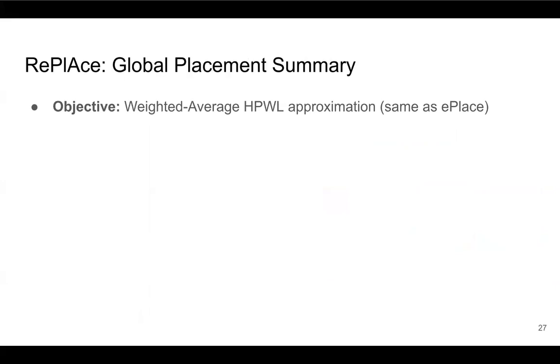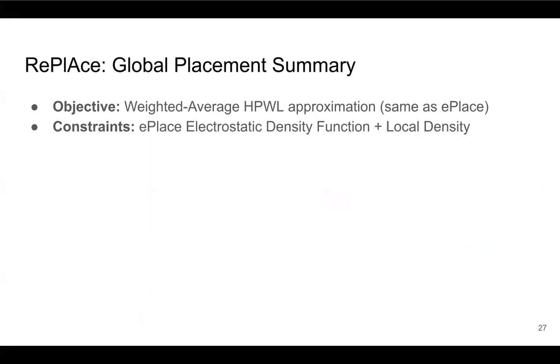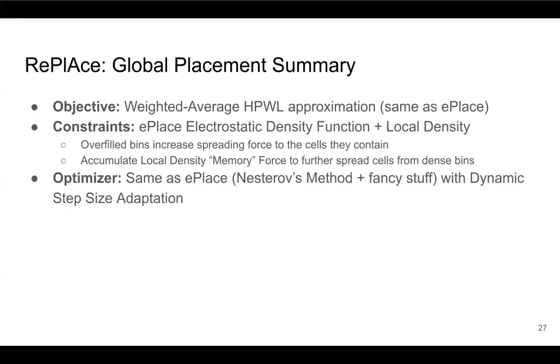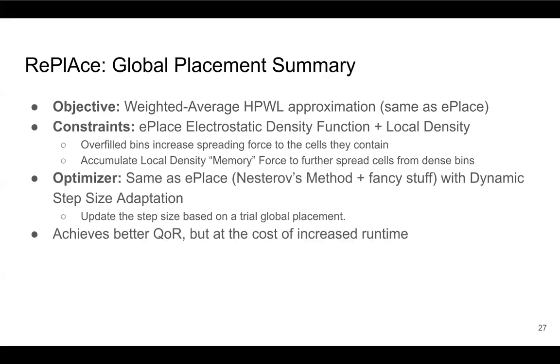So the objective is a weighted average HPWL approximation. Their constraints are ePlace electrostatic density function with local density. Overfill bins increase the spreading force of cells they contain and accumulate local density memory force. They call it local density force, but I added the word memory to further spread cells from dense bins. And the optimizer is literally exactly the same. It's Nesterov's method plus some fancy stuff with dynamic step size adaptation, where they update the step size based on a trial global placement, and they achieve better QOR, but at the cost of increased runtime.